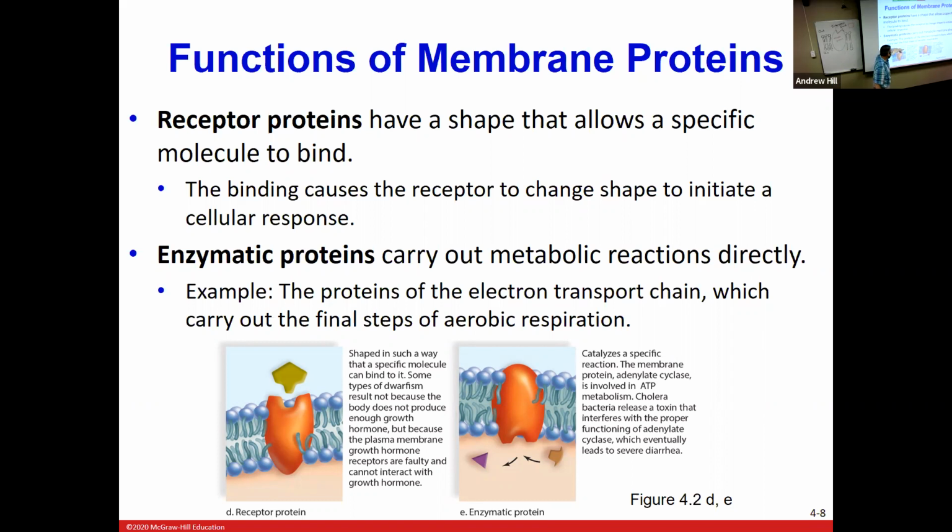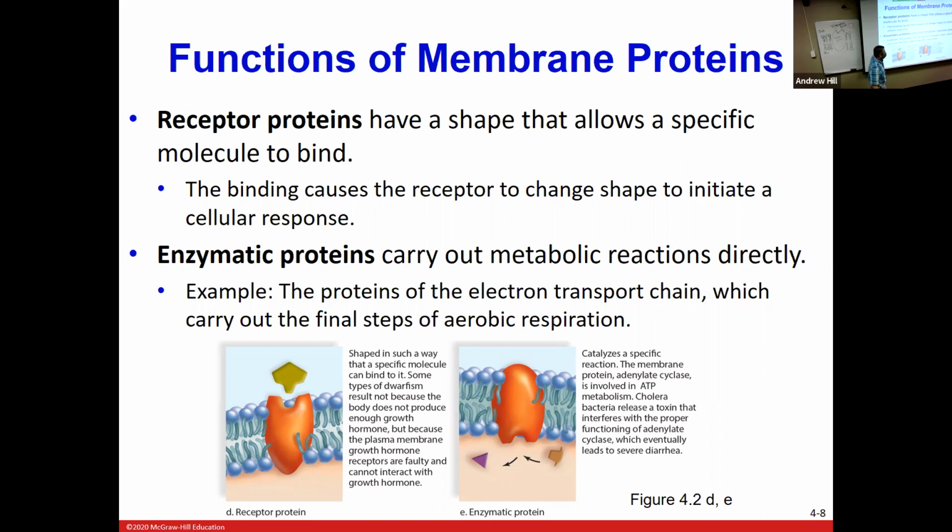Okay, here's a receptor protein, shaped in such a way that a specific molecule can bind to it. Some types of dwarfism result not because the body does not produce enough growth hormone, but because the plasma membrane growth hormone receptors are faulty and can't interact with growth hormone. So that would then lead to dwarfism.